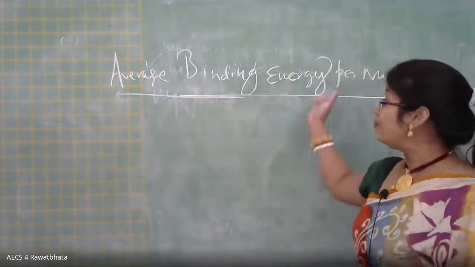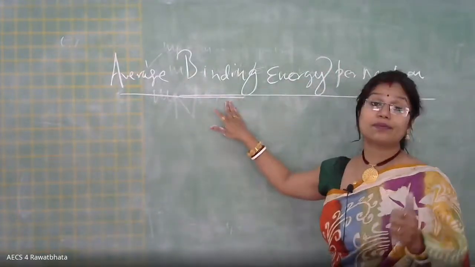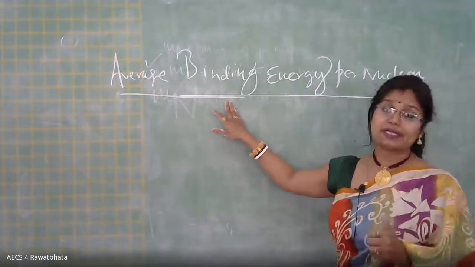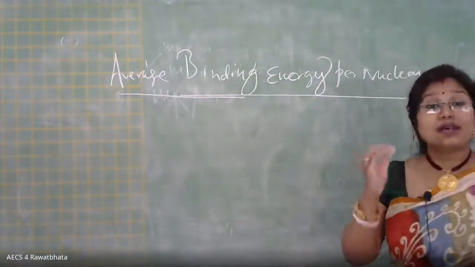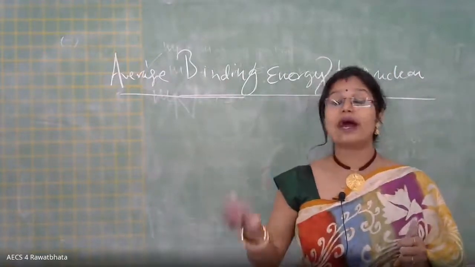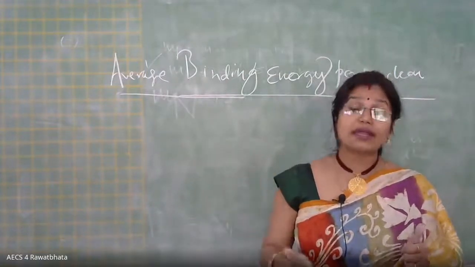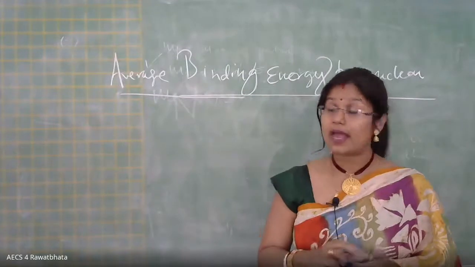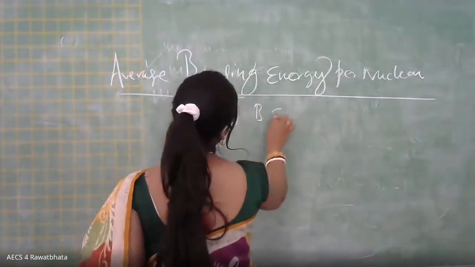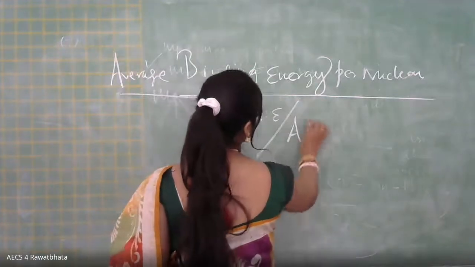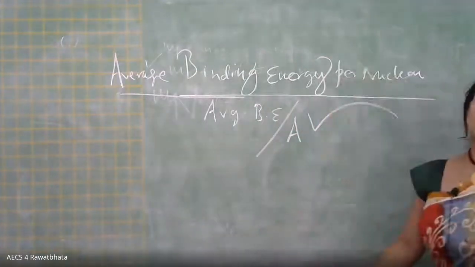This is calculated as the average binding energy per nucleon, meaning we calculate it by dividing the binding energy by the mass number. So here we get the average binding energy per nucleon by dividing by the atomic mass number.